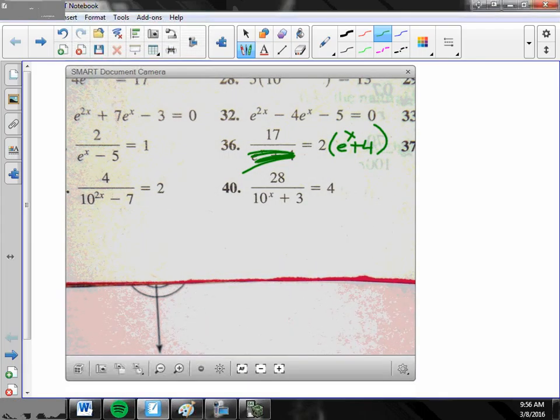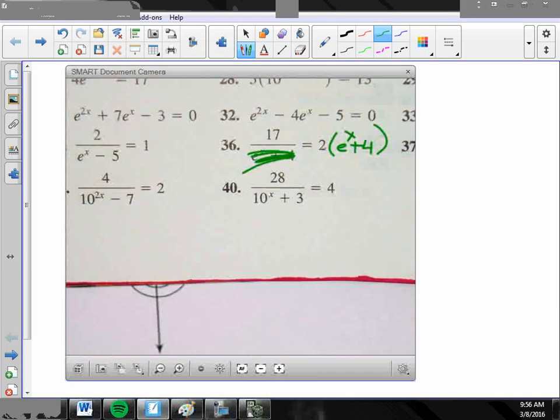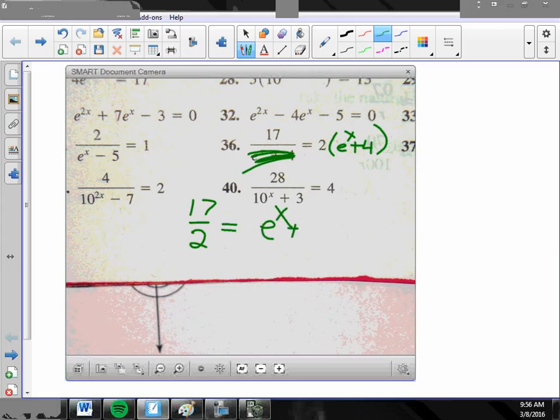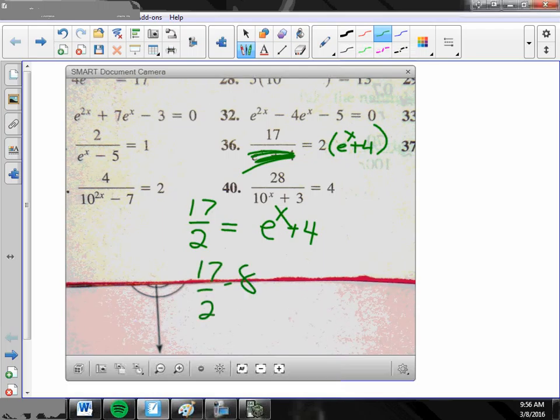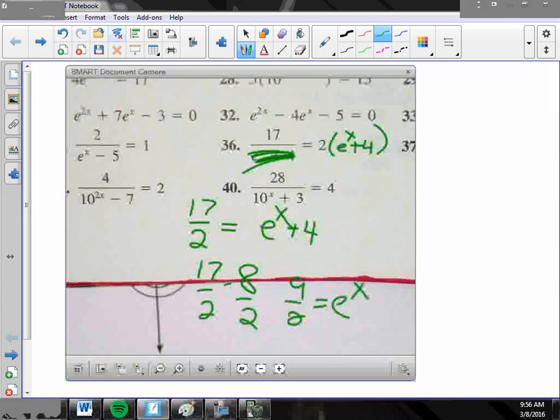But can e to the x ever equal negative 4? No, so we don't have to worry about it. Okay, now what? Divide by 2. 17 over 2 is equal to e to the x plus 4. Subtract 4. So 17 over 2 minus 8 over 2. So 9 over 2 equals e to the x. And you just natural log both sides. Too easy. Okay. Good luck.